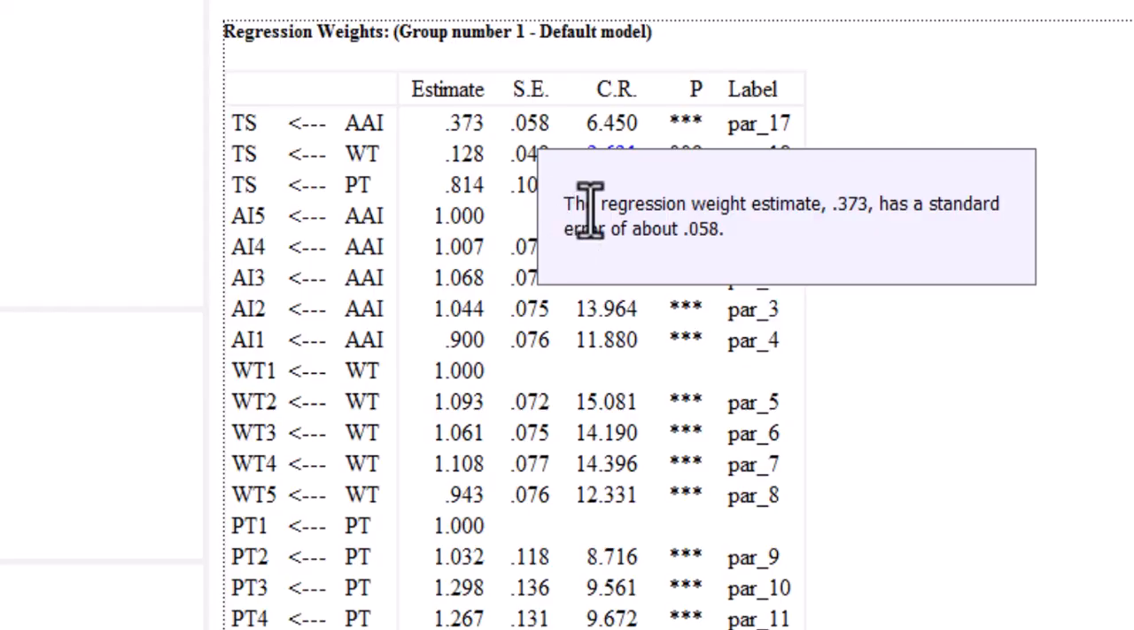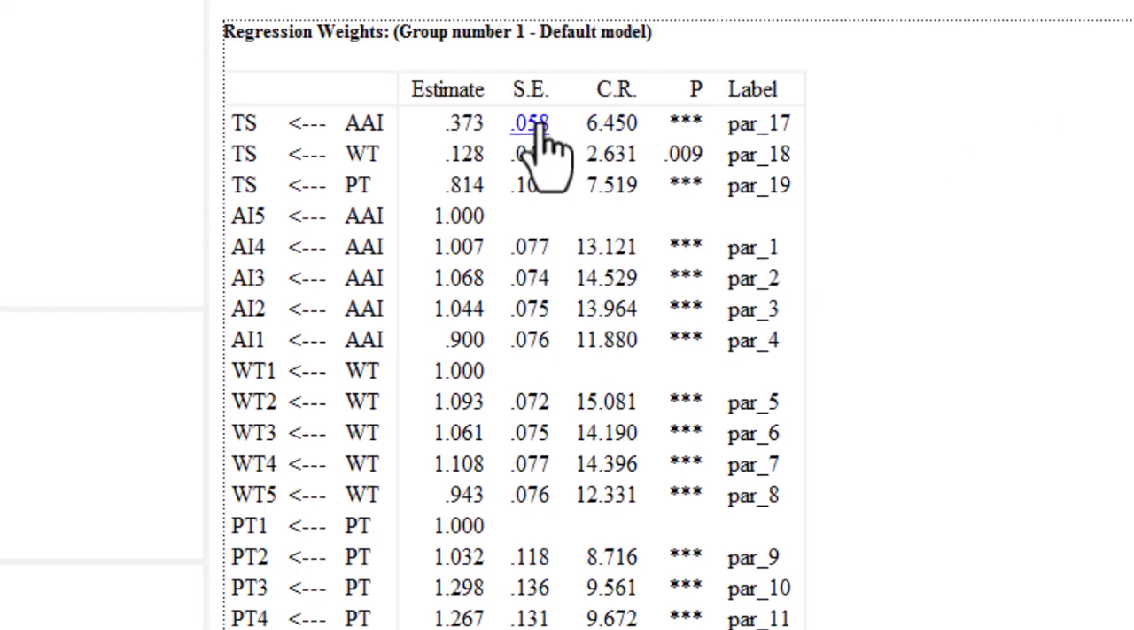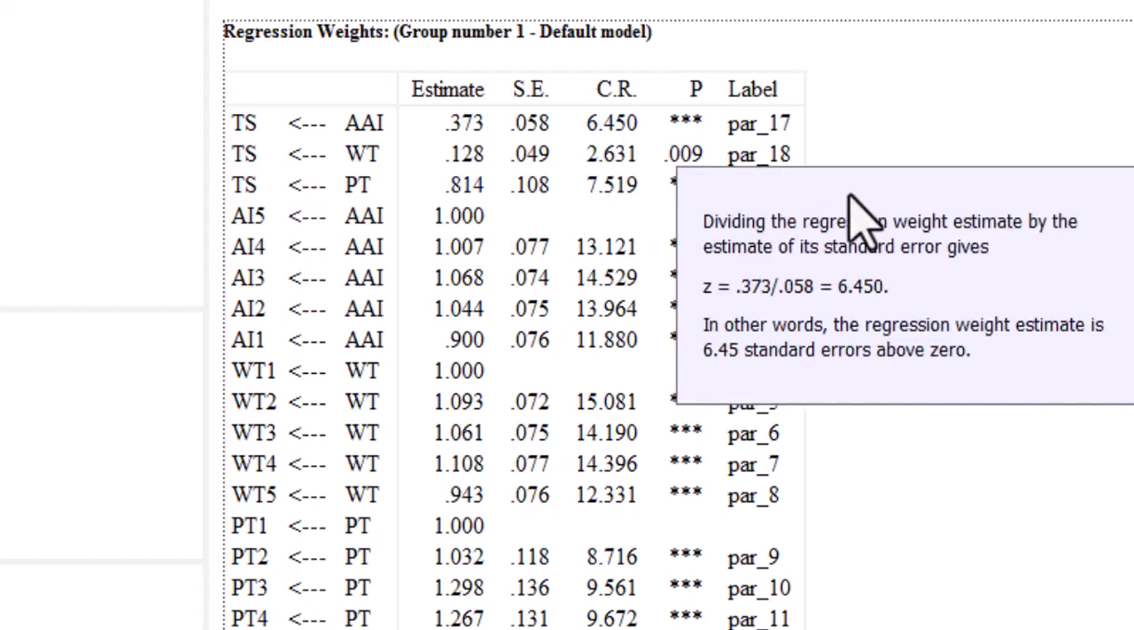That when the regression weight estimate 0.373 has a standard error of about 0.58. So you can see that these are the standard errors of these regression weights. This is the standard error of this regression weight. This is the standard error of this regression weight.